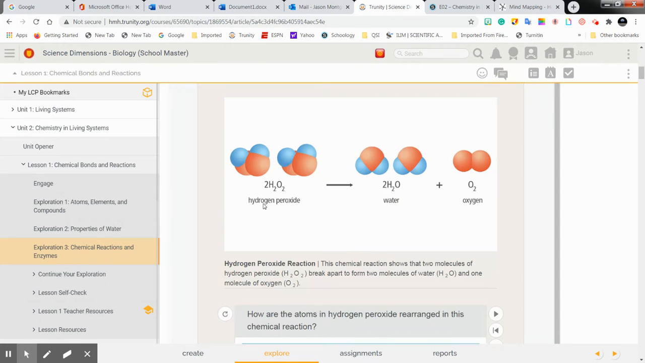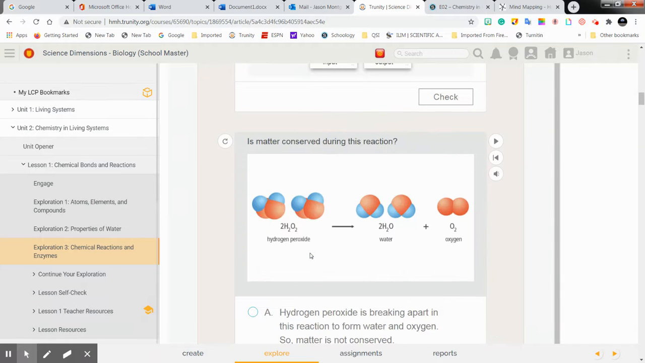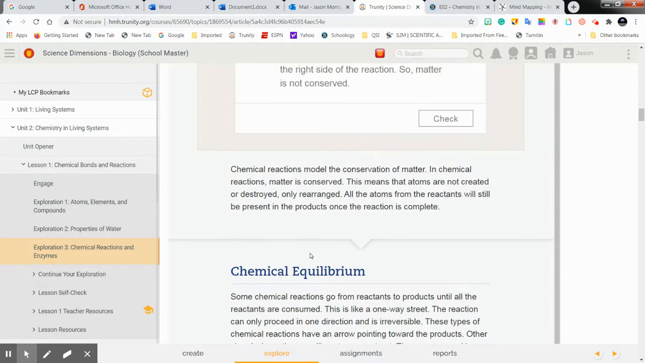So now, as a review, remember the 2 in front of the chemical equation is the coefficient. That means there are 2 molecules of hydrogen peroxide. The lowercase 2s are called subscripts, and those indicate the number of the element right before it. Okay, so that's a review.